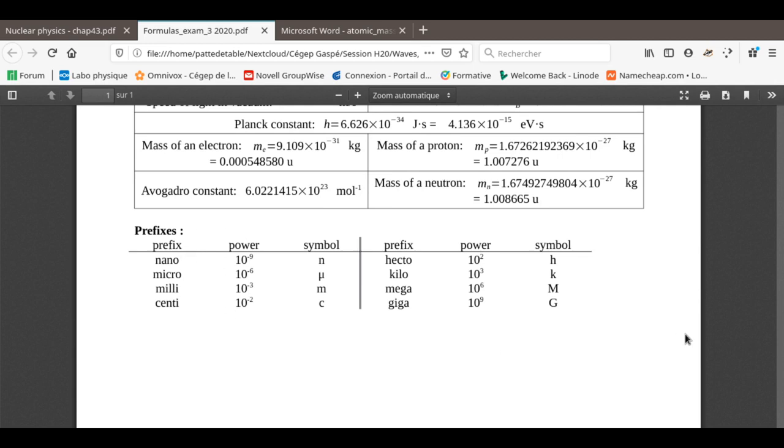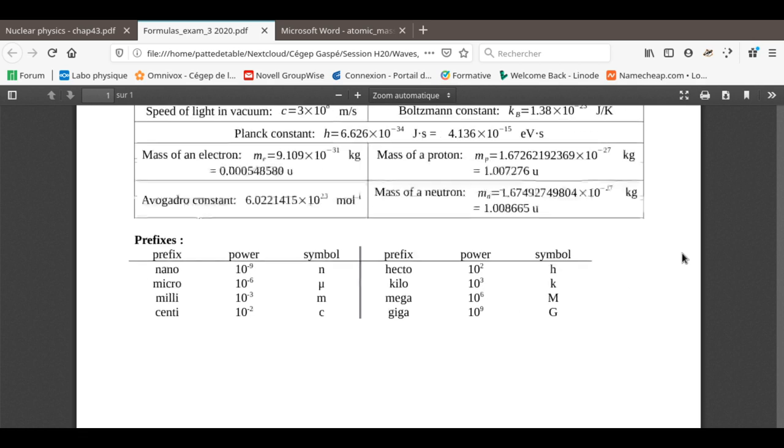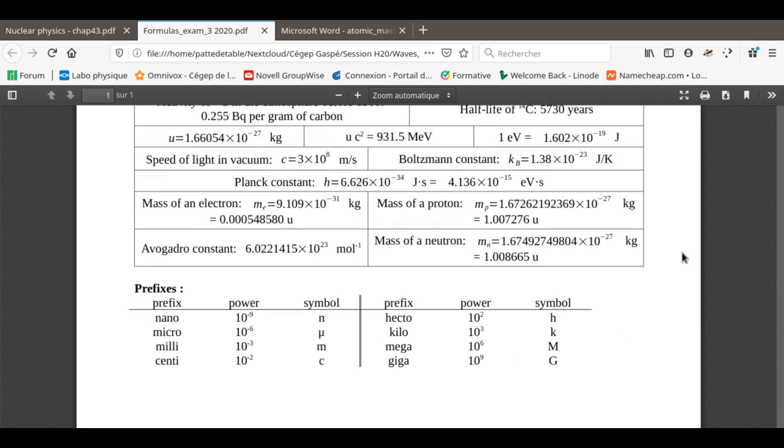And you have a bunch of prefixes, with the power associated with each different prefix. And that would be pretty much everything I think is essential on this part. On the short revision we just did, is there any question, any comments, something you would like us to go over once more?